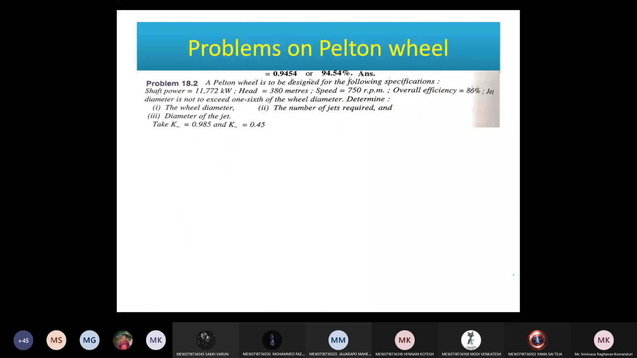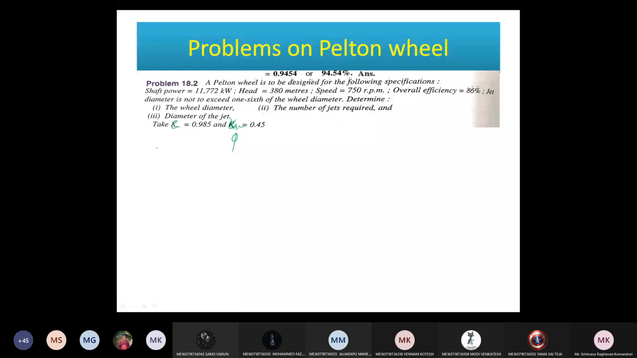Next one is, a Pelton wheel is to be designed for the following specifications. Shaft power 11,772 kilowatts. Head is equal to 380 meters. Speed is equal to 750 RPM. Overall efficiency 86%. Jet diameter is not to exceed 1/6 of the wheel diameter. Determine the wheel diameter, the number of jets required, and the diameter of the jet. KV values they have given. Instead of CV, they have taken KV. This is KU, which is nothing but the speed ratio 5.